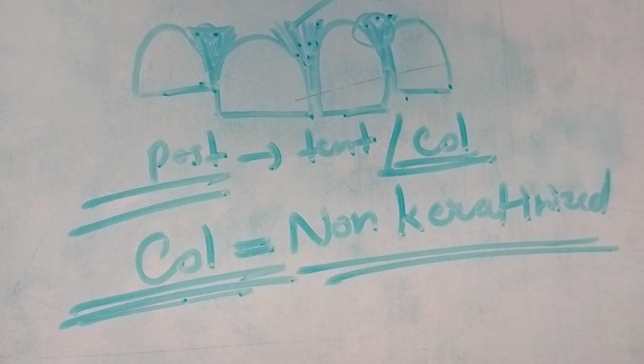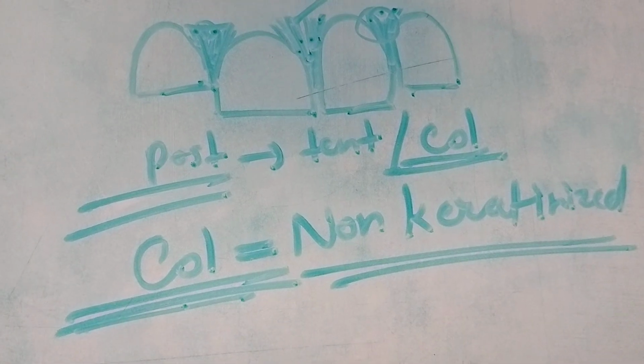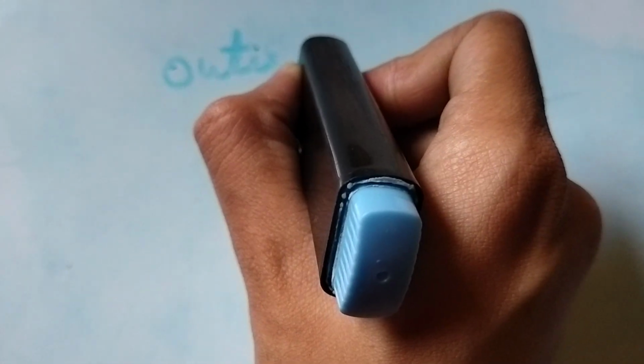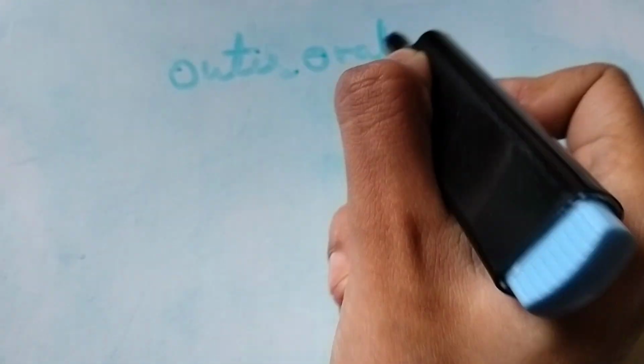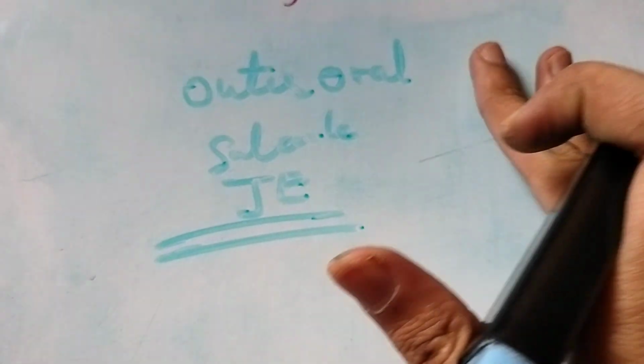Let us learn about the microscopic features of the gingiva. Microscopically, gingiva is divided into epithelium, that is the outer oral epithelium, then sulcular epithelium, and junctional epithelium. So these epithelia we will discuss in another lecture.